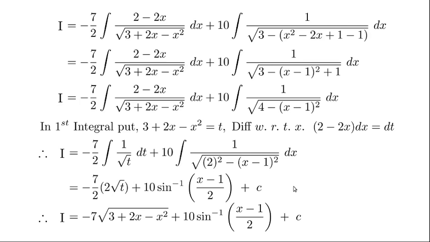So it gets reduced finally, the 2 gets cancelled, and put back the value of t here. So I equals minus 7 times root of 3 plus 2x minus x square plus 10 times sine inverse of x minus 1 upon 2 plus c.